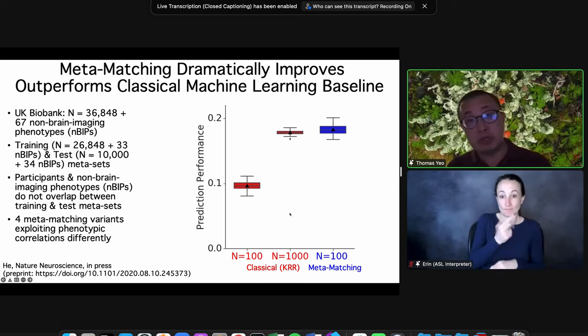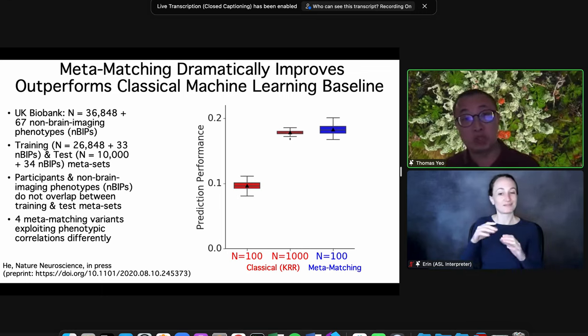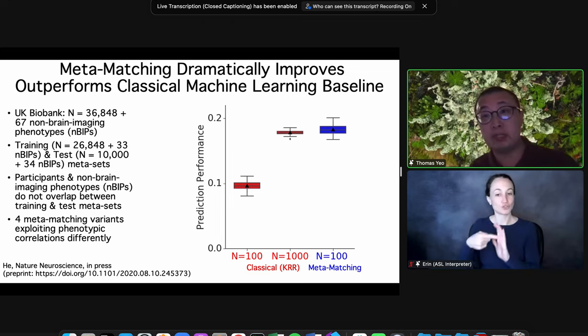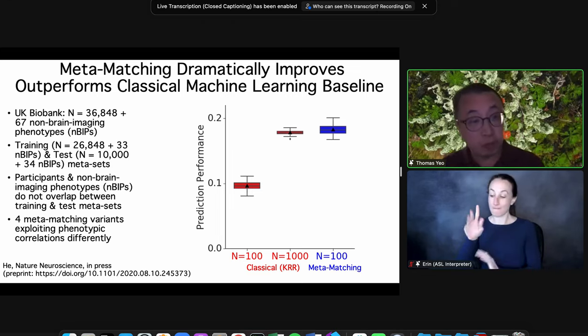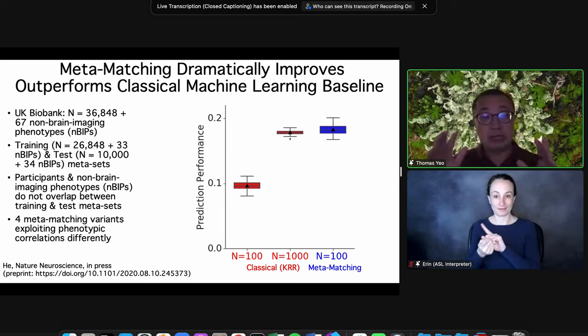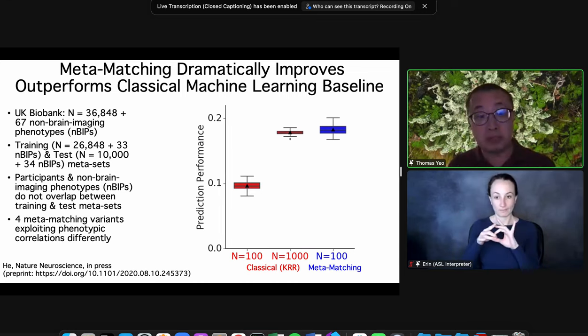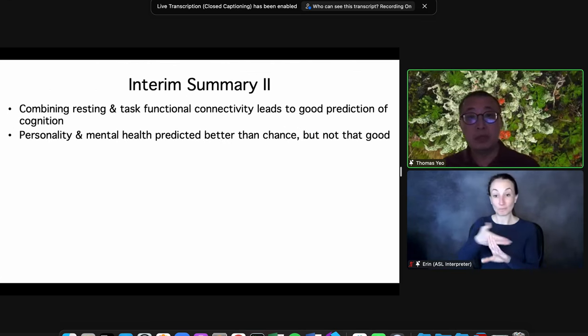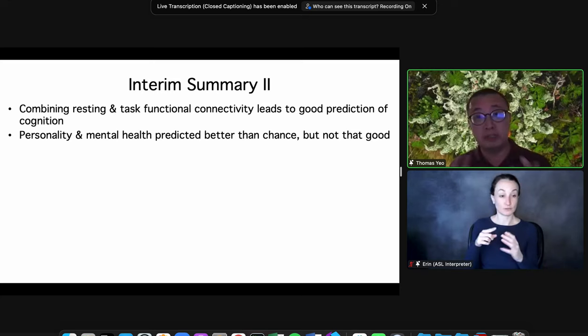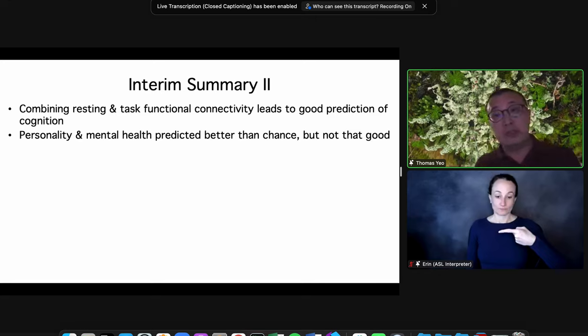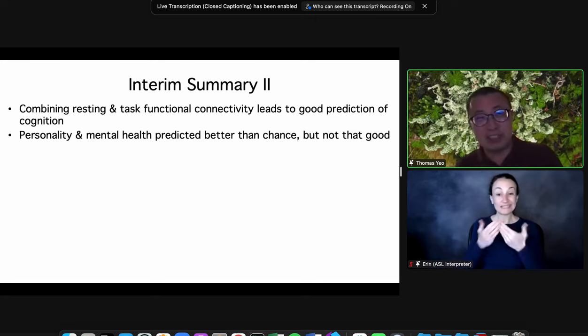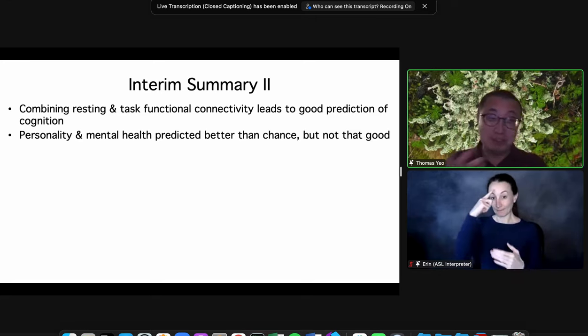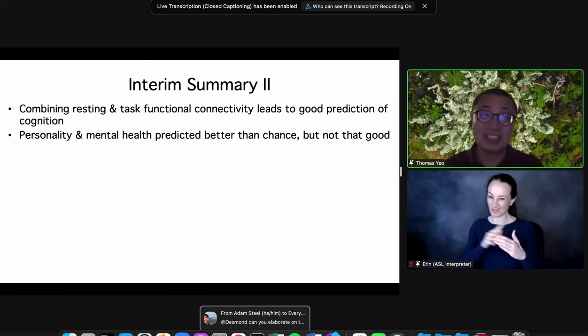This experiment was done in the UK Biobank. We've now shown that models from the UK Biobank can be translated to the Human Connectome Project, even though these are different scanners, different pre-processing, and different age groups. To summarize, we find that combining resting and task functional connectivity improves the prediction of cognition, leading to pretty good prediction performance. Even though the prediction of personality and mental health is statistically better than chance, to tell the truth, the prediction quality is not that great.